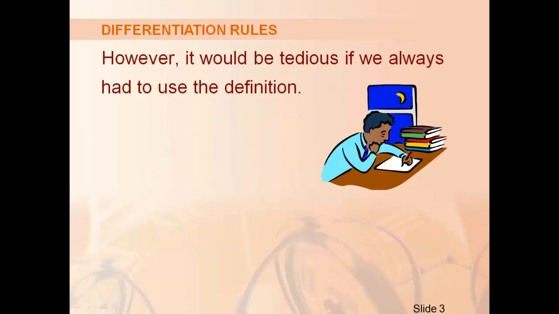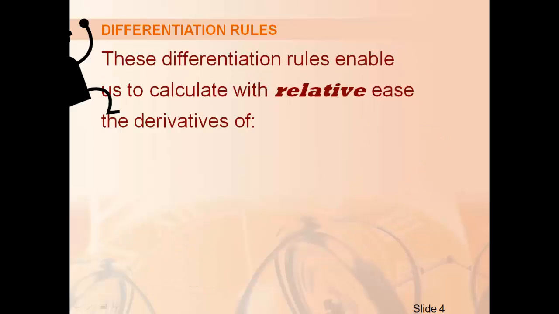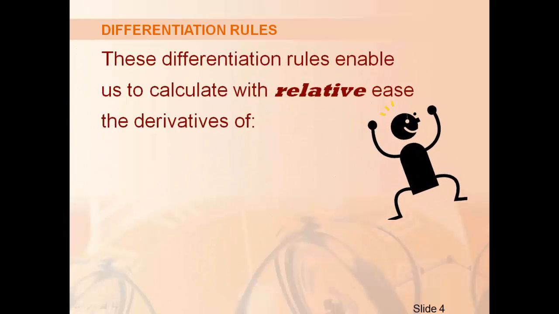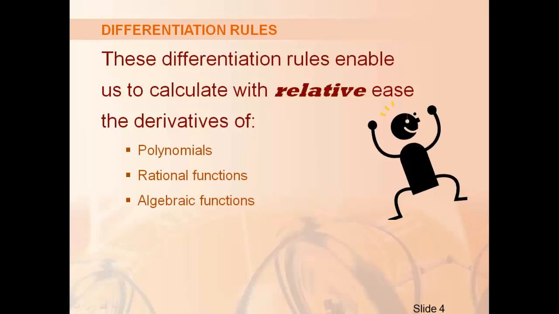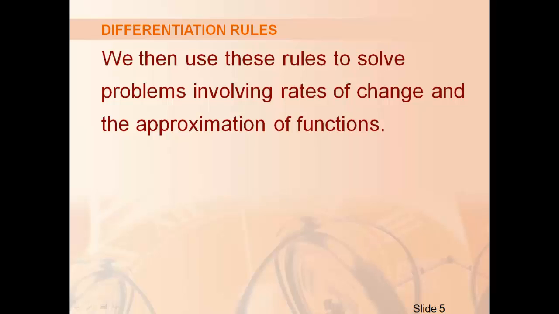However, it would be tedious if we always had to use the definition to calculate a derivative. So in this chapter, we develop rules for finding derivatives without having to use the definition directly. These differentiation rules enable us to calculate with relative ease the derivatives of polynomials, rational functions, algebraic functions, exponential and logarithmic functions, and the trigonometric and inverse trigonometric functions. We then use these rules to solve problems involving rates of change and the approximation of functions.